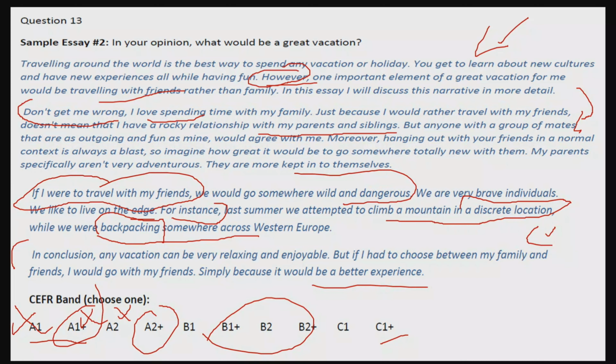That's why our answer in the given choices would be, of course, there is no C2 option given in the question, so our answer is C1 plus. This is the midway level. So this is almost an expert level.